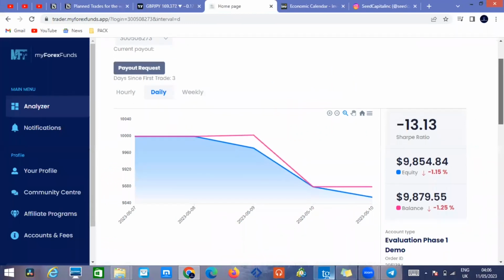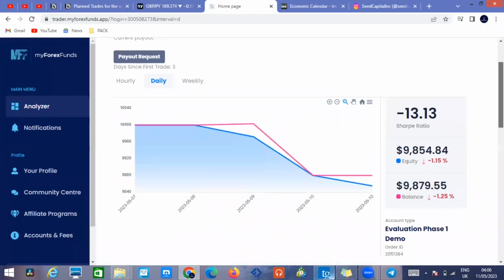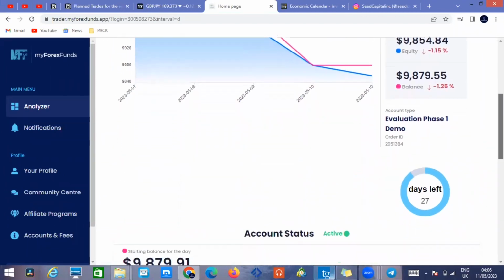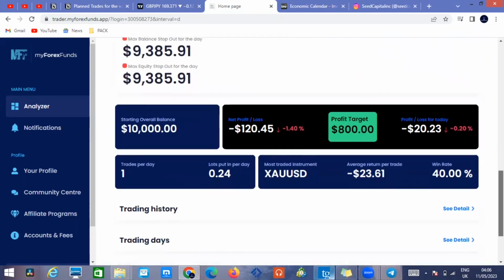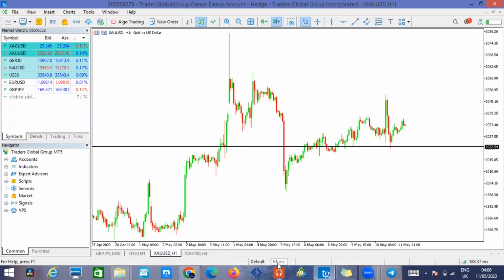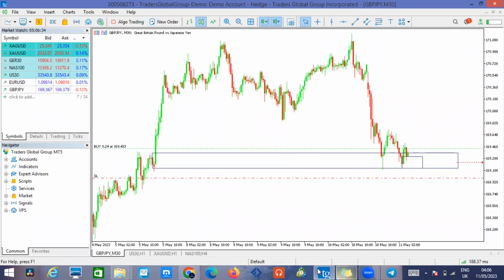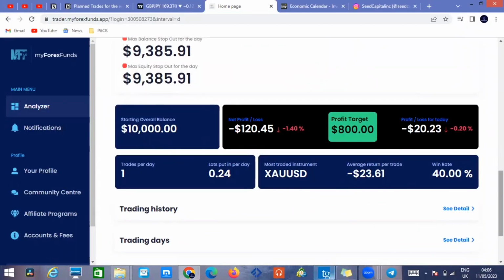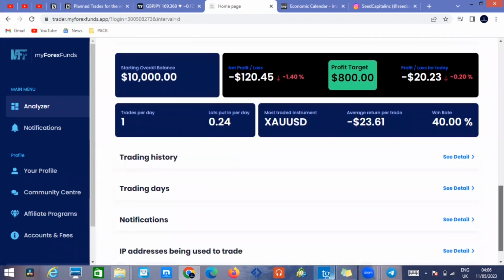Oh, and just before we leave, let me just show you the state of the account. We are negative 1.15% in drawdown, which really isn't a big deal with 27 days left. Net profit or net loss 1.40. I'm guessing this includes the equity drawdown from the currently open trade, so we are at 1.20 percent drawdown. And then the win rate, I don't really mind it because your win rate can be determined by 2 trades.